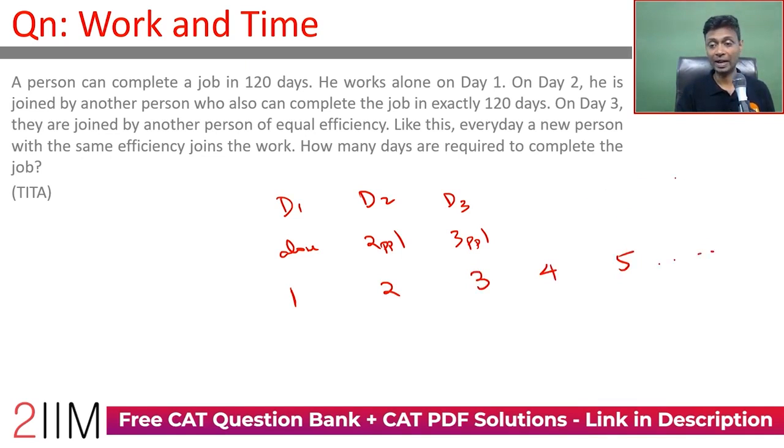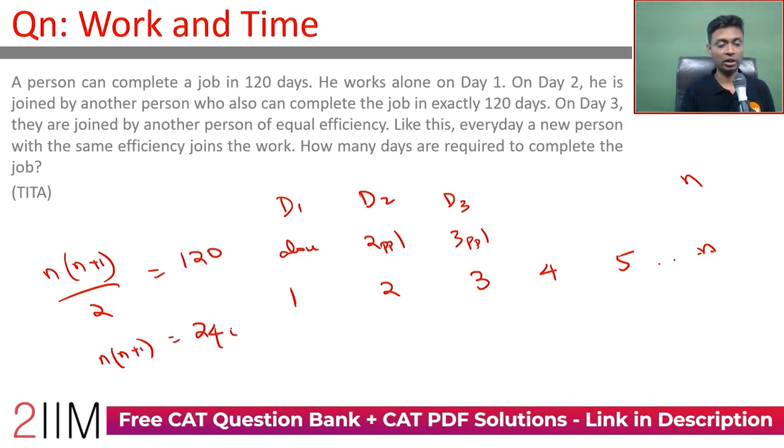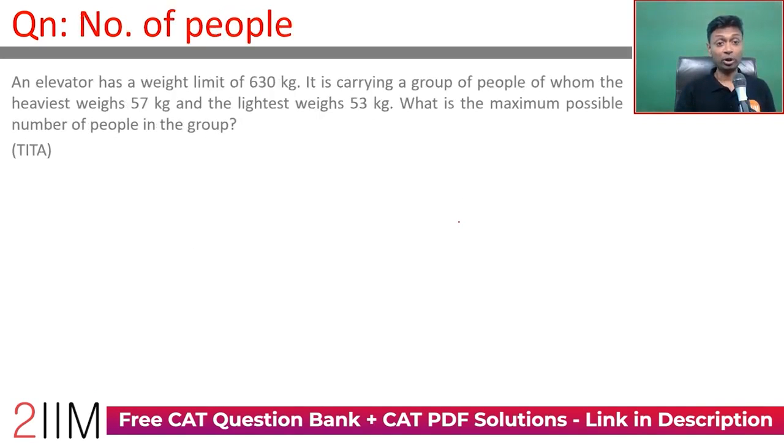So at the nth day, n man days will get done. Total work done would be n into n plus 1 by 2, which is 120, or n into n plus 1 is 240. Not going to solve the quadratic. 15 squared is 225, which is close, so this is 15 into 16. How many days are required to complete the job? 15 days. 1 plus 2 plus 3 plus 4 plus 5 all the way till 15 will add up to 120.